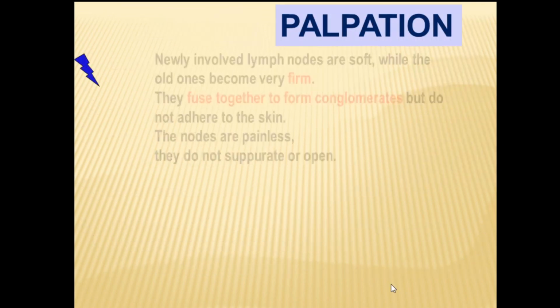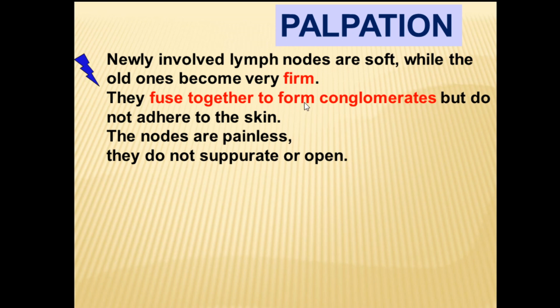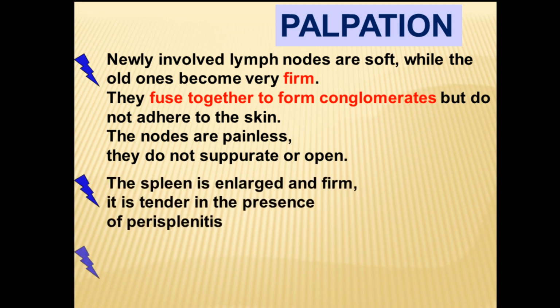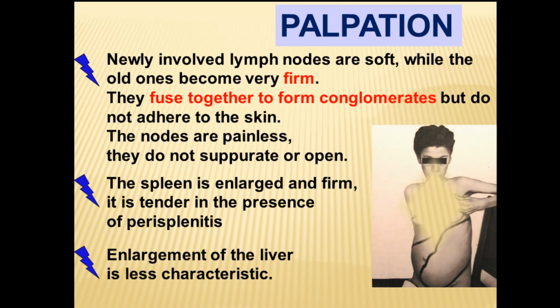On palpation, we'll pay attention that lymph nodes fuse together with formation of conglomerates, which explains why the skin over the lymph nodes becomes dark color because of disturbed blood circulation. But they do not fuse with skin, do not suppurate, and are painless, as for any blood diseases. The spleen is enlarged and firm in form; liver enlargement is less characteristic.